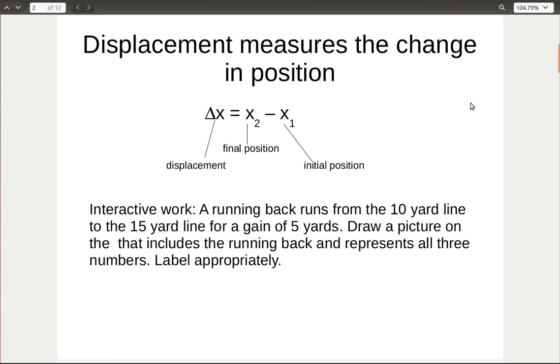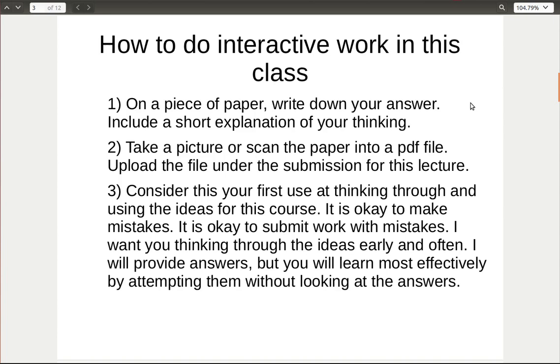A running back runs from the 10 to the 15-yard line for a gain of 5 yards. I want each of those numbers, 10 yard, 15 yard, 5 yards, all marked with appropriate variables in your drawing. I'll pause here when you're finished, and then I'll continue. You should pause. 3, 2, 1.